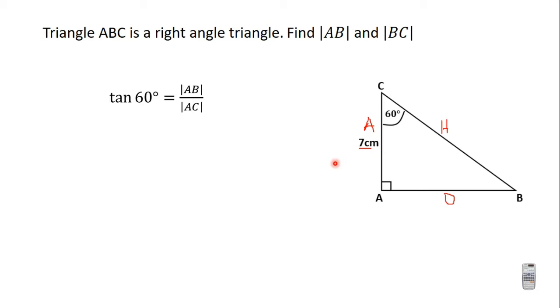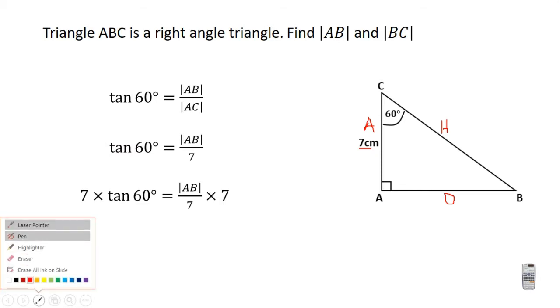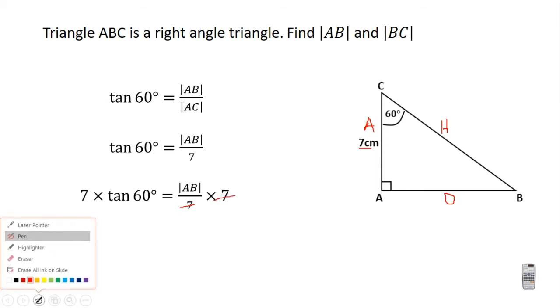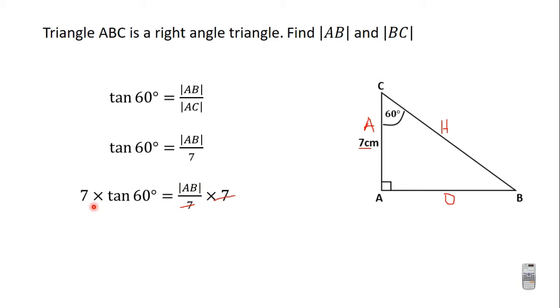We know this from our studies on the trig ratios. We know AC to be 7 centimeters, so we have it here, 7. So tan 60 degrees is equal to AB divided by 7. All we need to do now is to make AB the subject. So you multiply the left-hand side by 7, and the right-hand side by 7. Now you can see that this 7 here will cancel this 7 here. So we will say that the length AB is equal to 7 times tan 60.